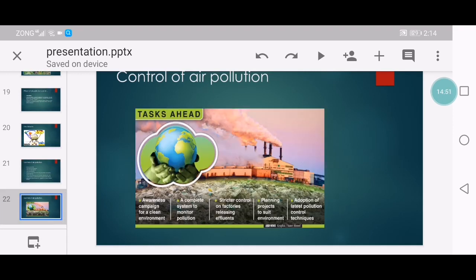Tasks ahead to control air pollution. First of all, an awareness campaign for a clean environment, a clean system to monitor pollution, then stricter control on factories releasing effluents, then planning projects to suit environments, and adaptation of the latest pollution control techniques.